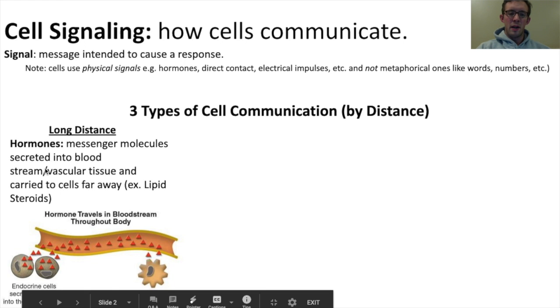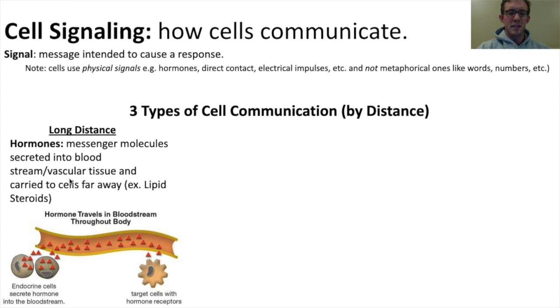And so in humans, this would be the bloodstream that a cell would secrete a hormone into. But other organisms have different types of vascular tissue. For instance, instead of veins and arteries and capillaries, plants have different types of tubes called xylem and phloem.